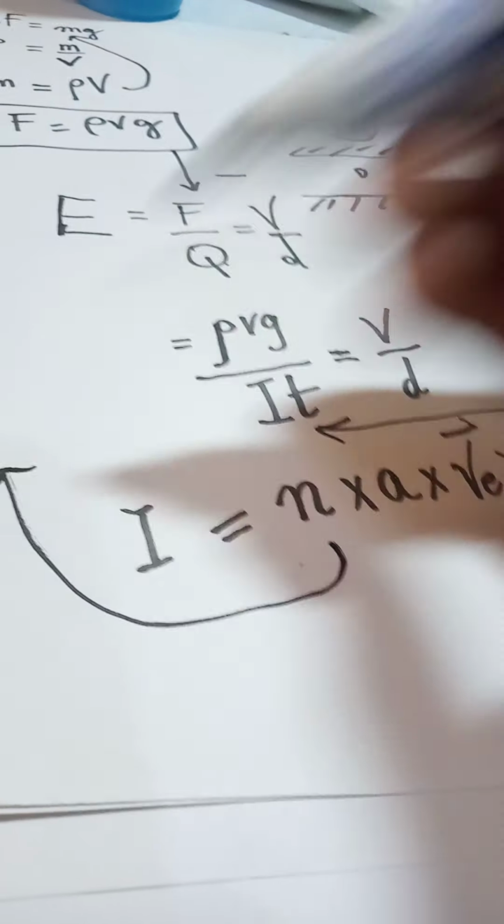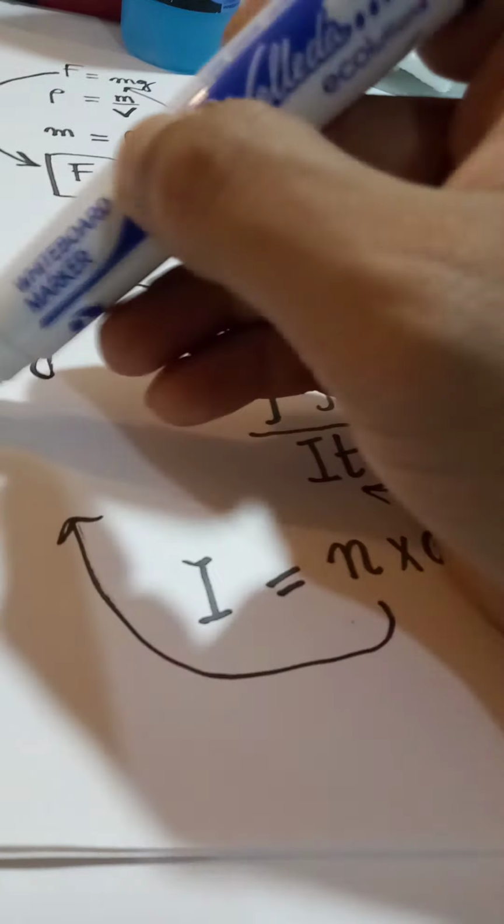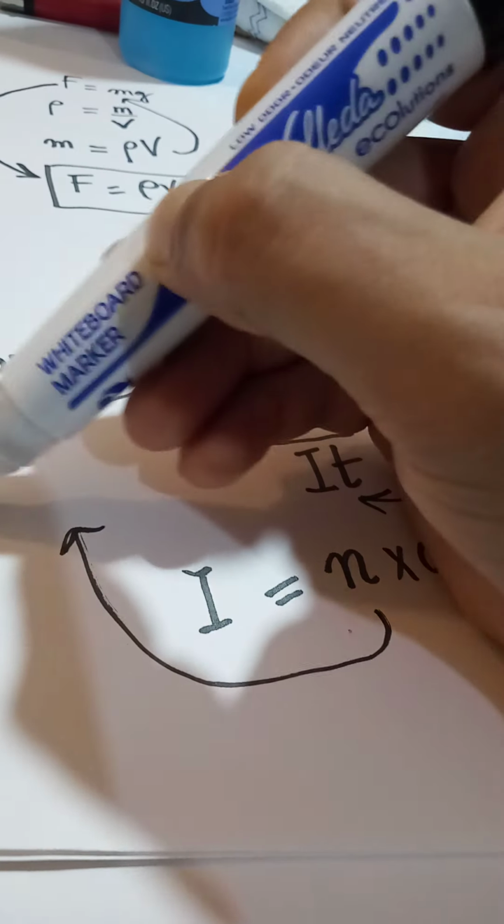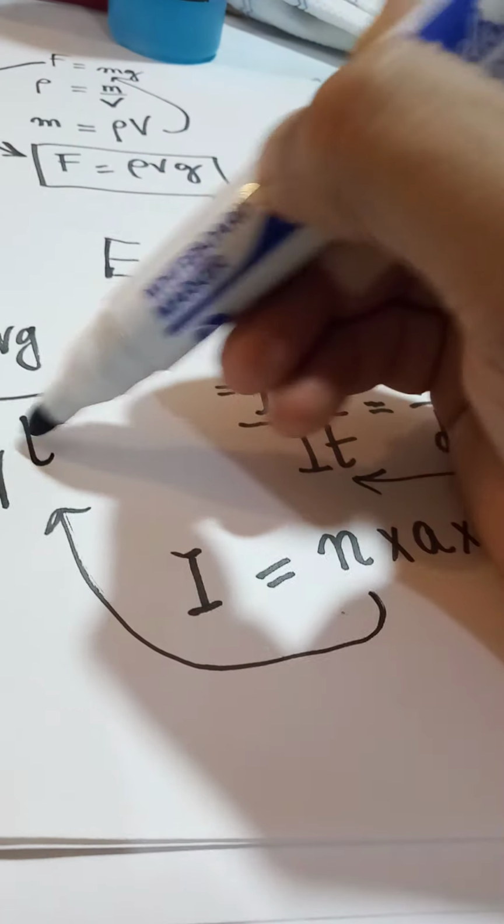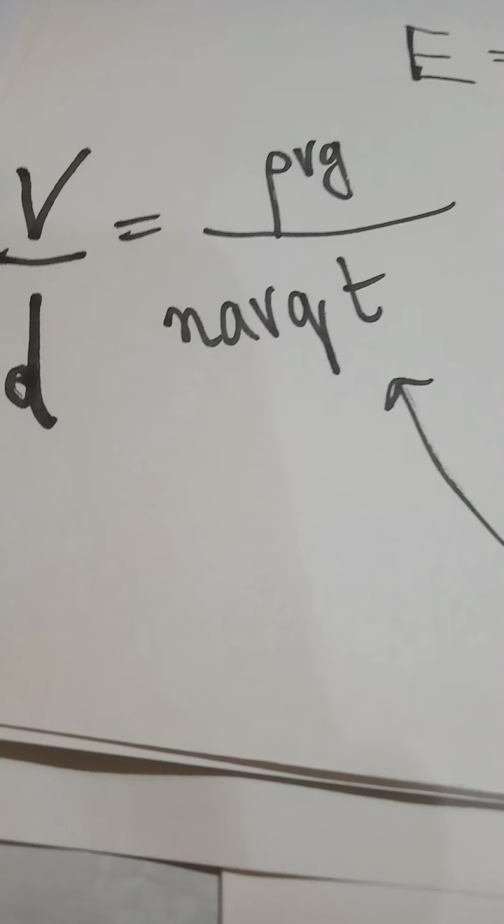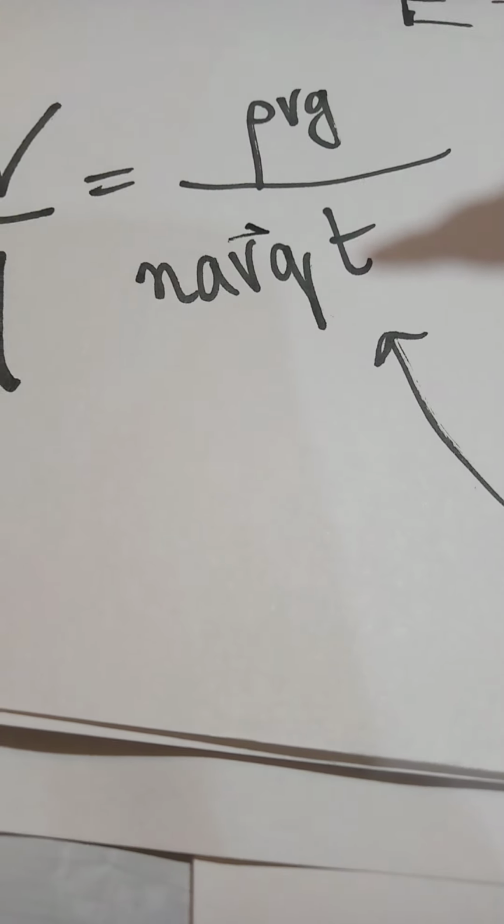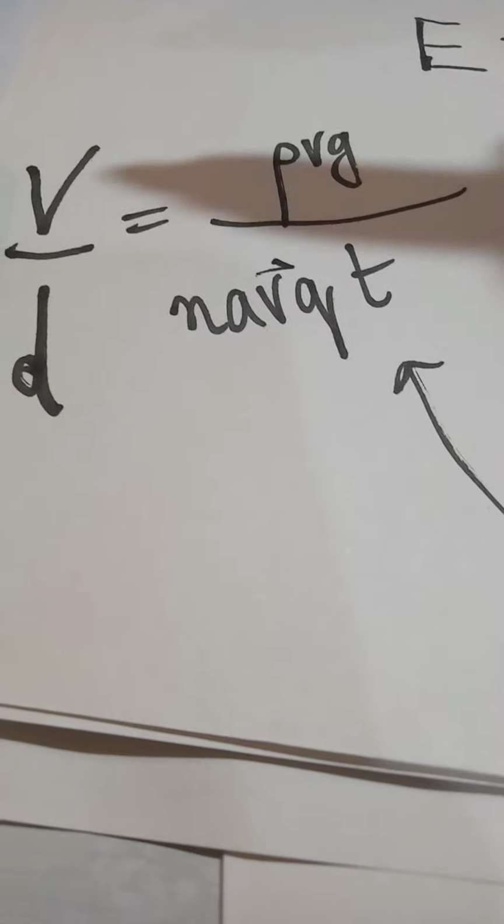So now if we substitute, bring it down here, we get rho Vg over nVqT equals V over D, right? So we got that, and this is volume and this is velocity. So this needs to be clarified. Rho times V, and then we've got voltage here.